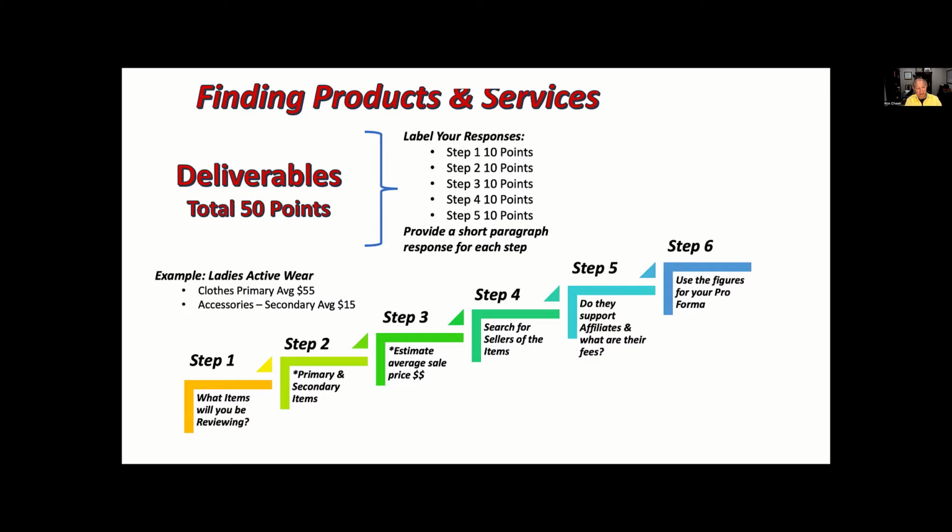Step 3, we'd estimate the average sales price. What's going to be the average sales price? Up here, I use the example of ladies' activewear. Primary $55, accessories $15.